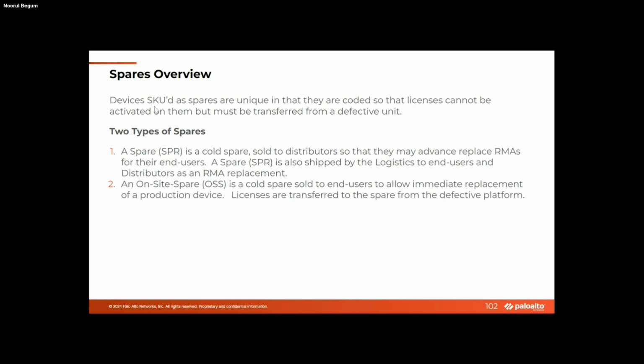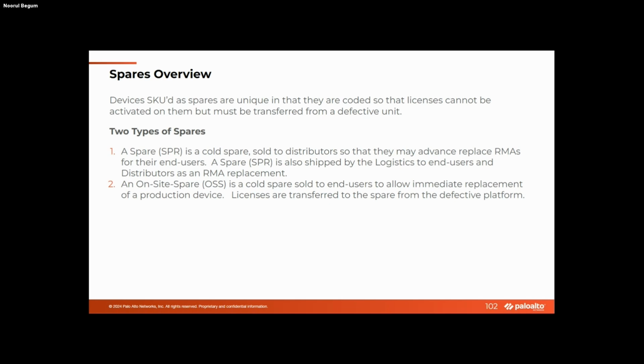So devices queued as spares are unique in that they are coded so that licenses cannot be activated on them, but must be transferred from a defective unit. So there are two types of spares. One is a cold spare sold to distributors, so they may advance replace RMAs for their end users. A spare is also shipped by logistics to end users and distributors for RMA replacement. So basically, this pair is a SKU actually.